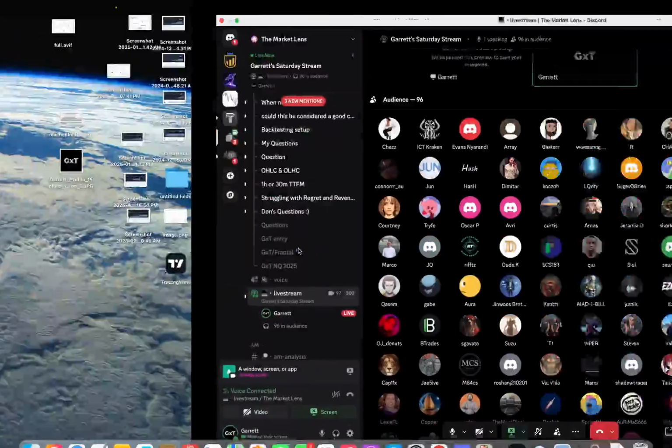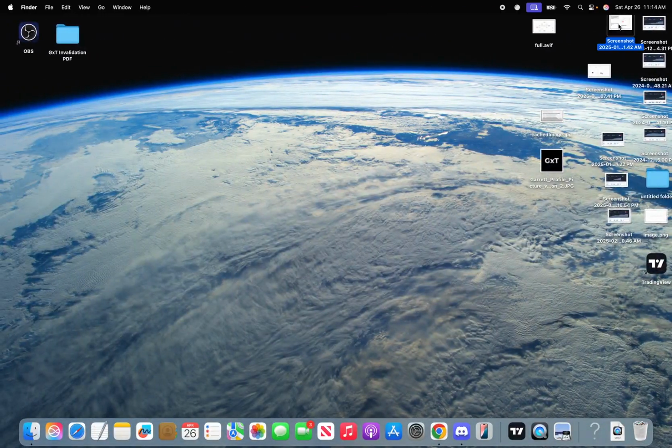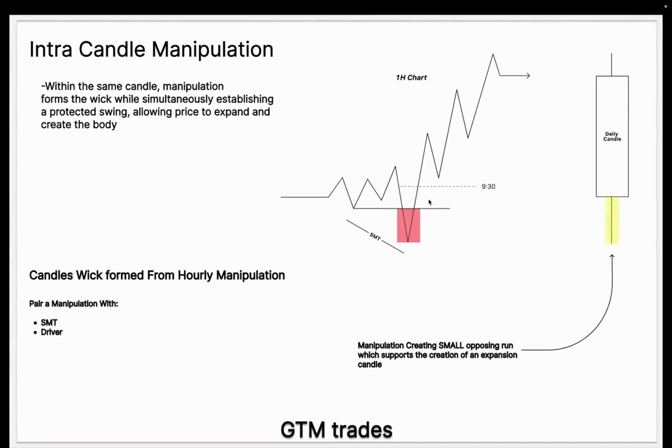So this is GXT ideal profile, right? We go over here. We know this is in my course, right? It's the low of day created from a swing point, right? This is what I'm always ideally looking for, right?